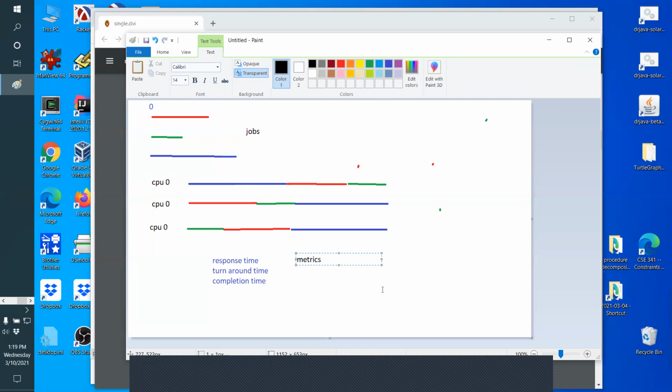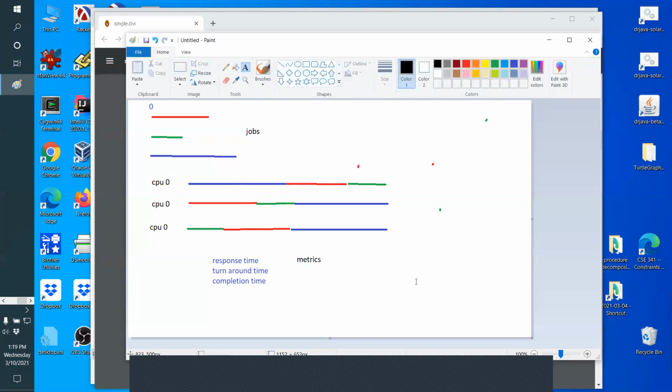Things you can measure. We'll decide what metric is important to us. Response time, turnaround time. Now, completion time is actually not a metric. Completion time is something the jobs come with. It's a parameter of the job. So actually, let me erase it from here because it's not a metric. So response time and turnaround time are 2 metrics.